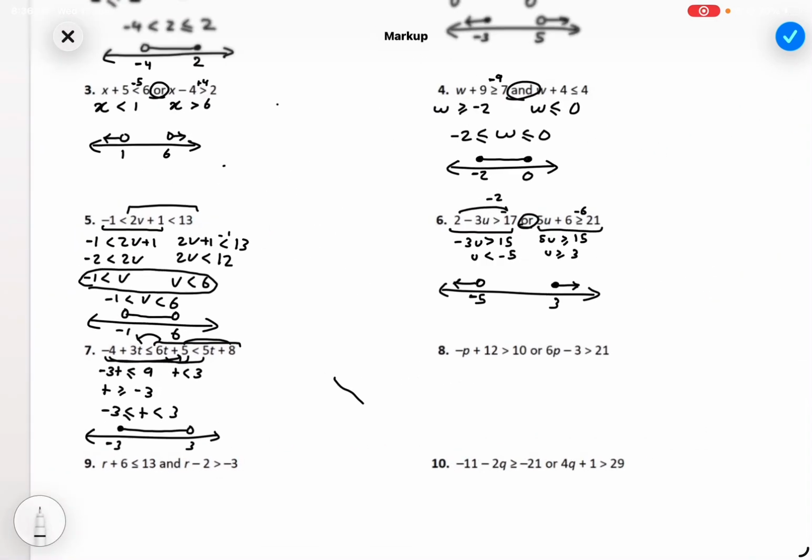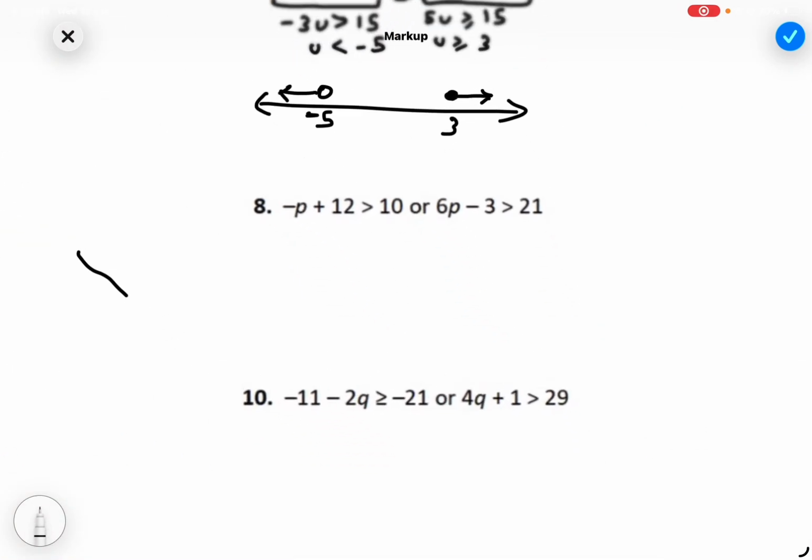Nice. For question 8, pretty similar. They're all the same, I guess. Negative p is greater than 10 minus 12, which is minus 2. And then to make it positive, we do p as less than, because we divide by negative 1, I guess. And it's 2.